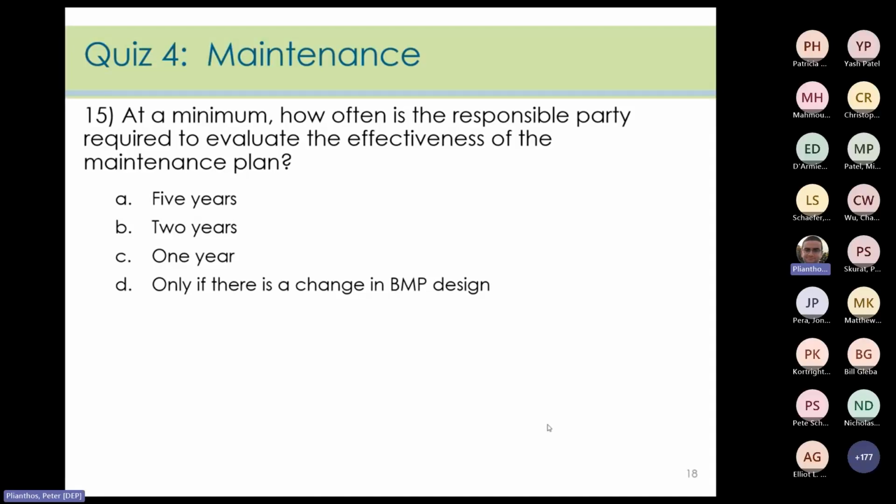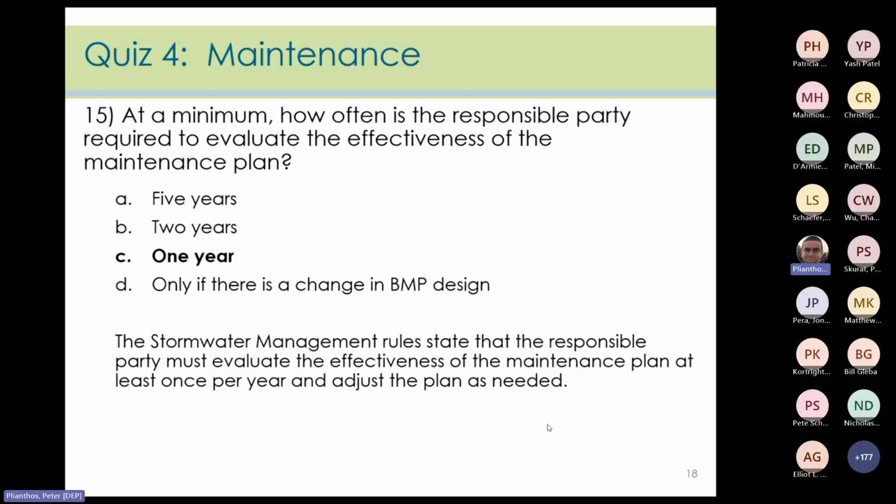Number 15. At a minimum, how often is the responsible party required to evaluate the effectiveness of the maintenance plan? C is the correct answer, 1 year. The stormwater management rules state that the responsible party must evaluate the effectiveness of the maintenance plan at least once per year and adjust the plan as needed.